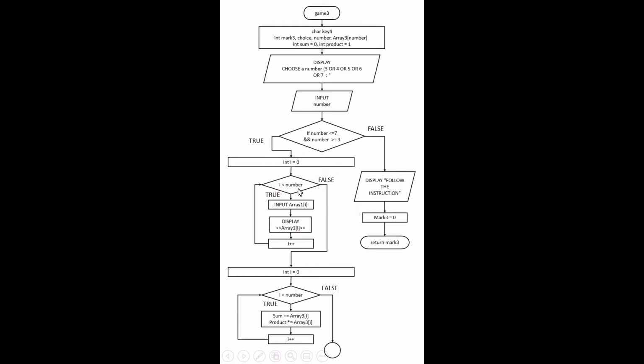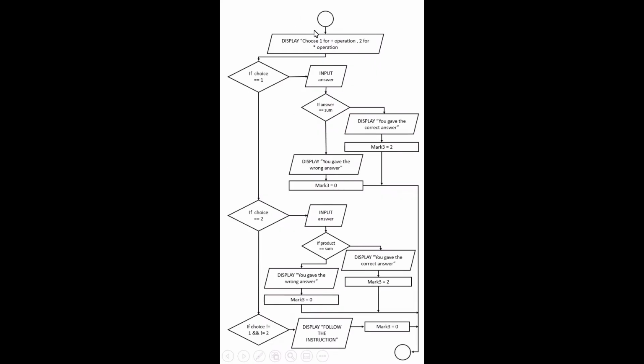Now when they continue, there's a loop here which is to receive the numbers. That means the user needs to enter them. If the user said 3, the user needs to enter 3 different integers here. The next loop is to calculate the sum and the product of the values in the array. So we go to the next.